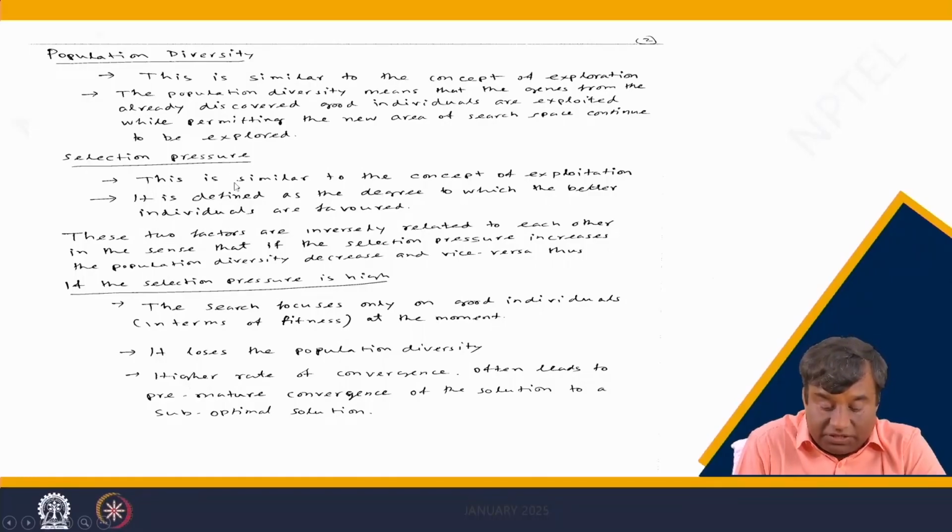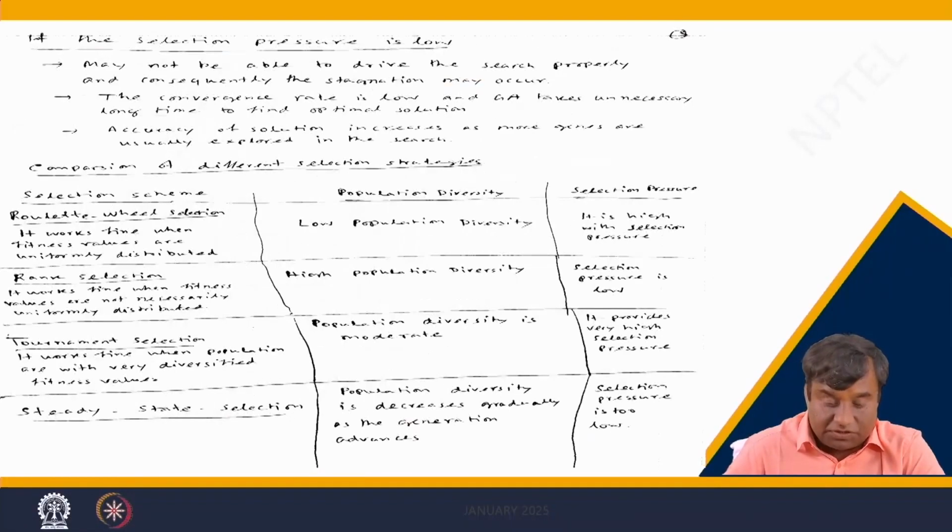And selection pressure is similar to the concept of exploitation. It is defined as the degree to which the better individuals are favored. These two factors are inversely related to each other, in the sense that if the selection pressure increases, the population diversity decreases and vice versa. Thus, if the selection pressure is high, the search focuses on good individuals in terms of fitness at the moment. It loses the population diversity. A higher rate of convergence often leads to premature convergence to suboptimal solutions.